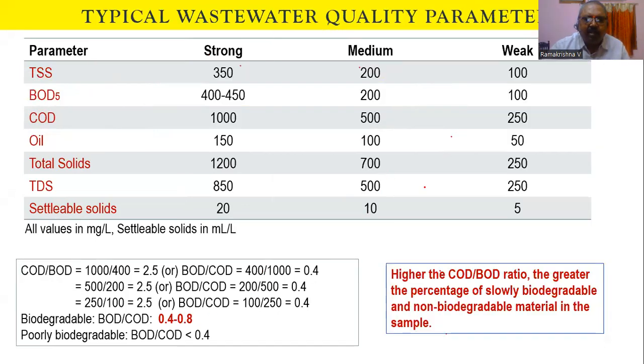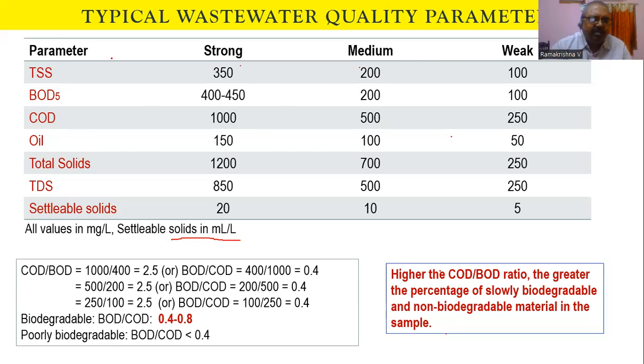Another thing is the important parameters, which we will talk about here. The suspended solids, BOD5, COD, oil, total solids, TDS, settleable solids. These are the major parameters which are important in wastewater. All the values are expressed in milligram per liter except settleable solids, which are given in milliliters per liter. That is, we test the settleable solids using an Imhoff cone.